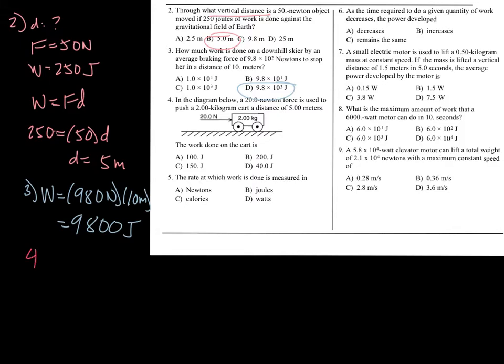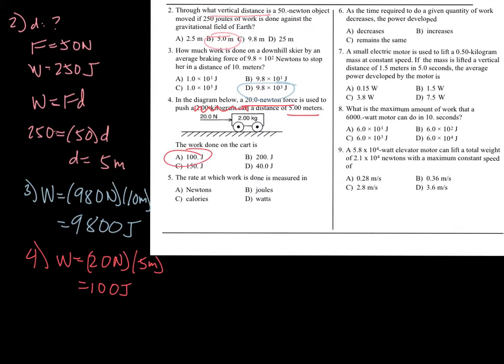And then number 4, same thing, 20 newtons, 5 meters. The mass of the car you don't need at all. So work is equal to 20 newtons times 5 meters. You should get 100 joules.